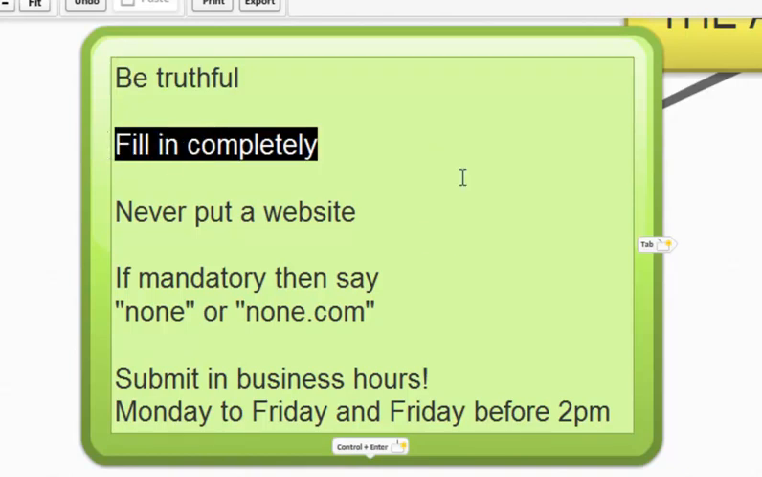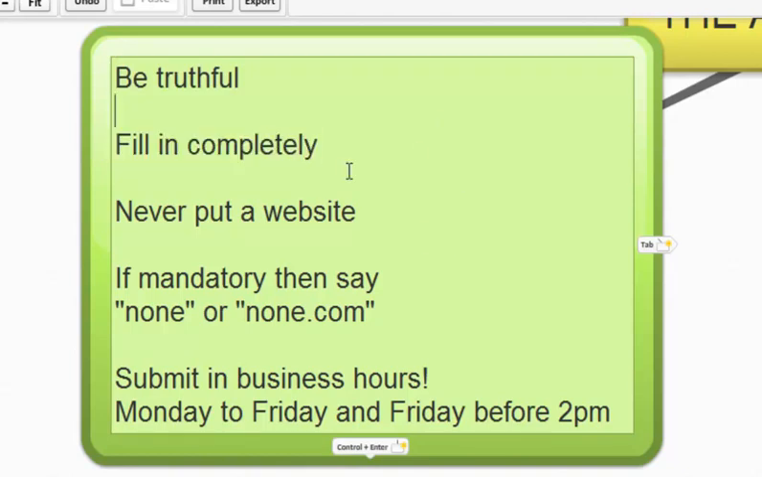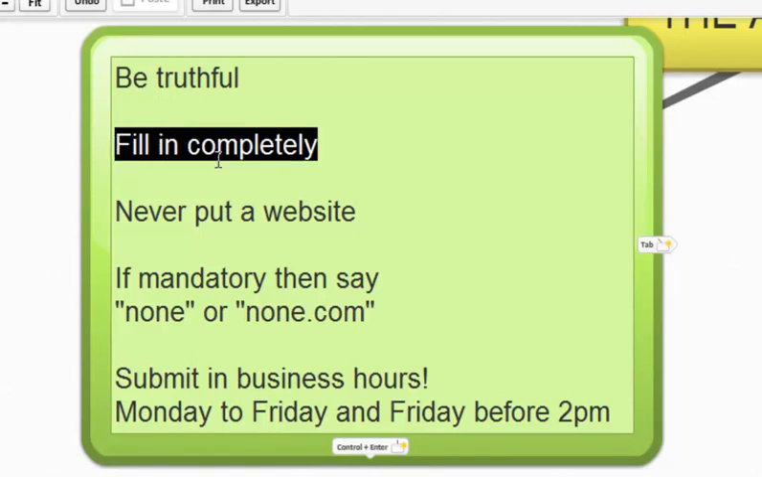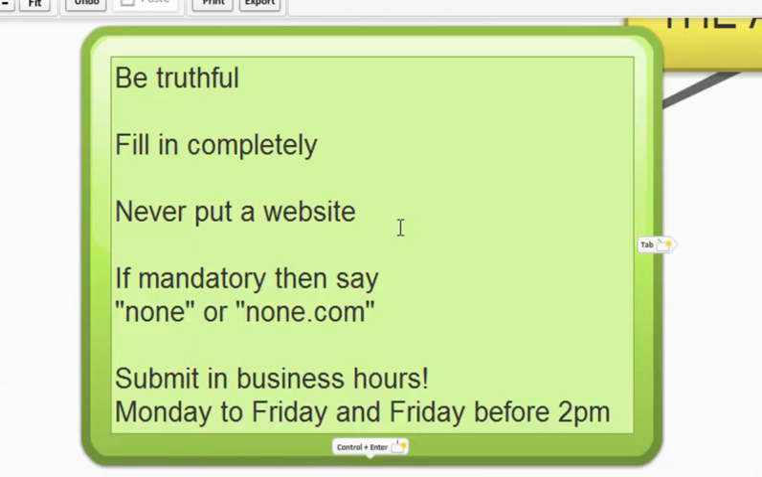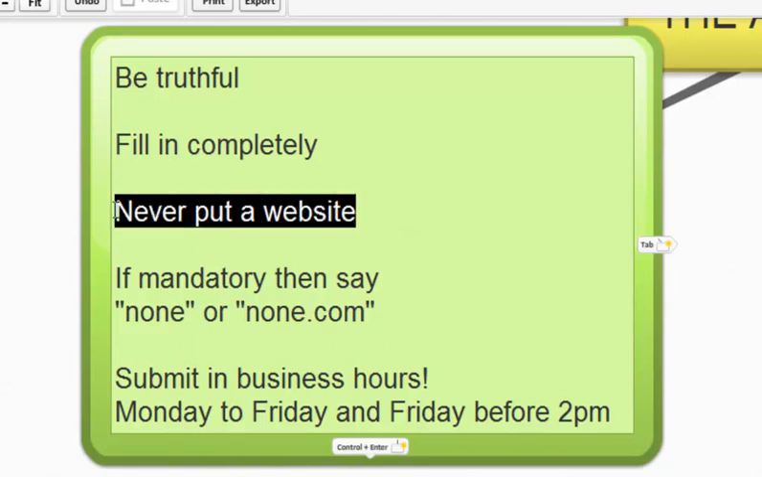All right, fill in the form completely. Make sure that you fill in all the required fields properly and completely, including your address, your name, email, and all of that. Okay, now, the reason why many people get rejected is because they put in their website. Never put in a website name there, and that's what I learned, and it quite helped me.